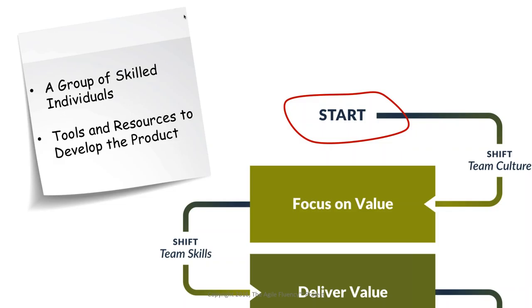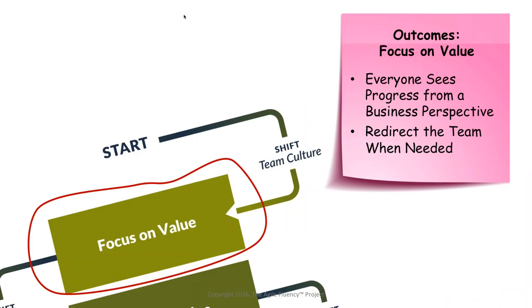If we don't have people who actually can do the job, and we're still lacking in those really basic programming skills and testing skills, we probably need to stop there and make sure that we have a group of people who can do those things. But we're going to go on our journey assuming we've got a skilled group of individuals who know what they're doing, and we have realized that the best way for the organization to get most benefit from their work is to move to this zone of focus on value. In focus on value, everyone can see progress from a business perspective. So the team is tracking its work.